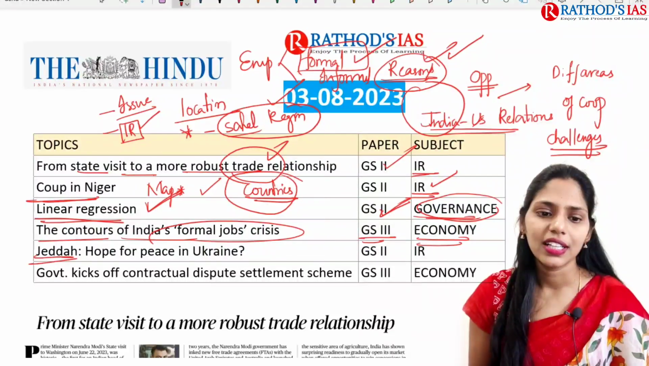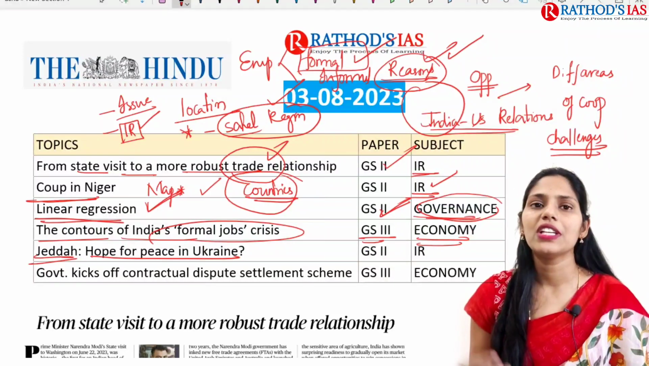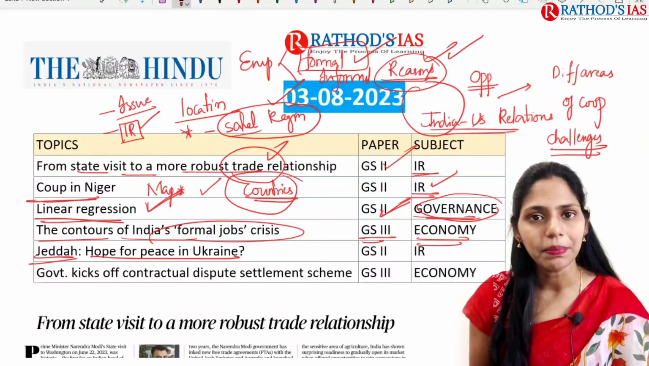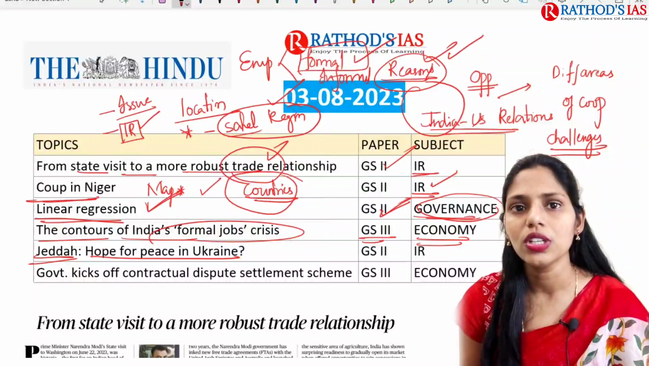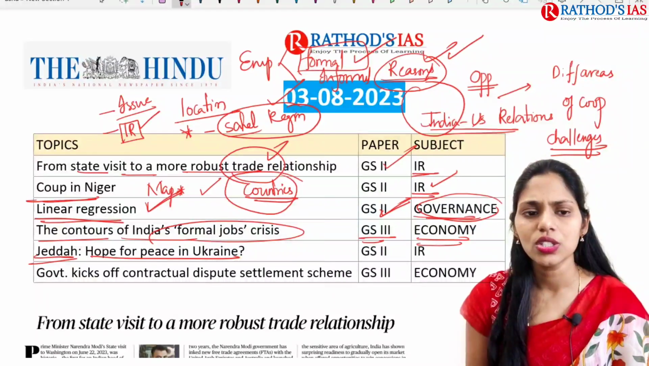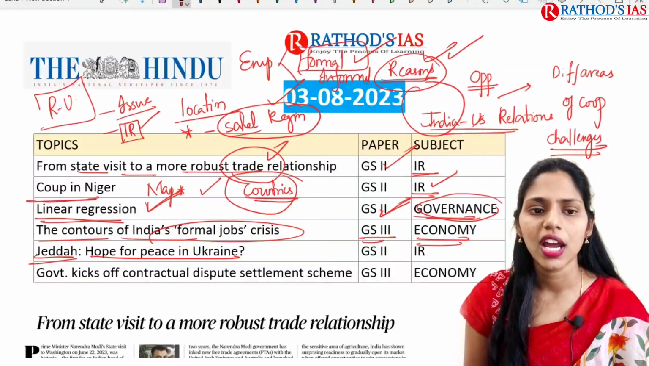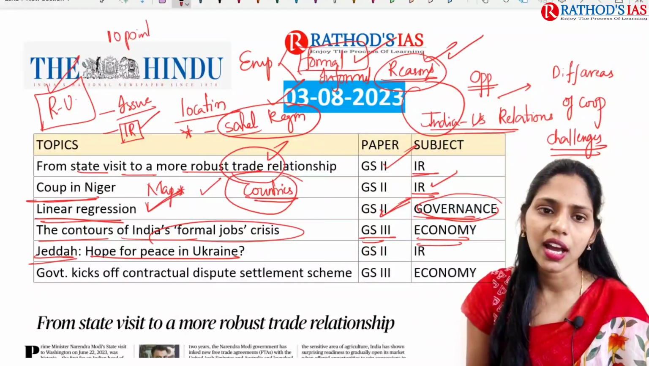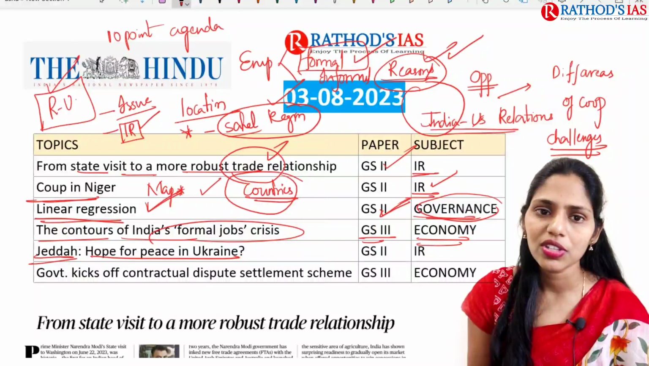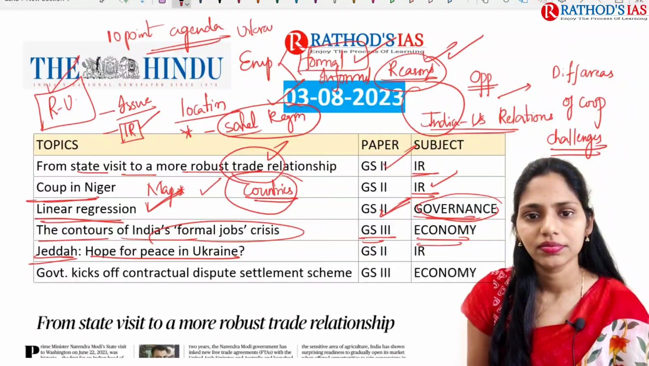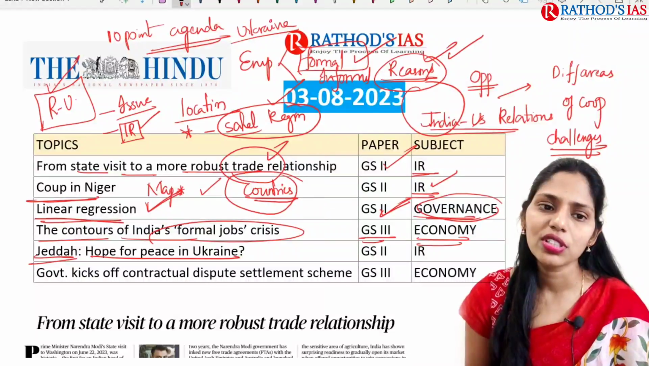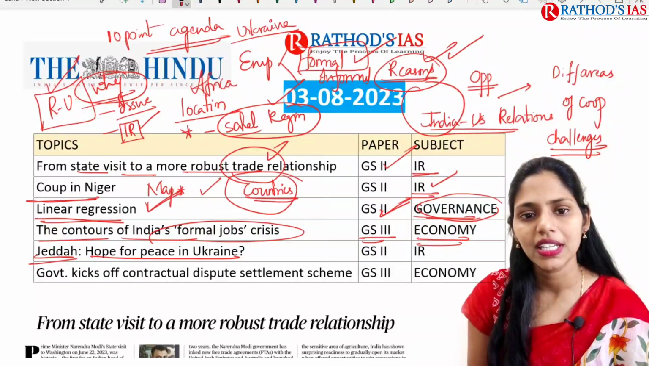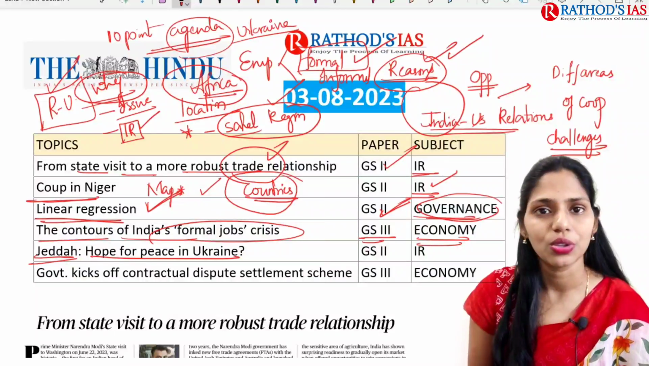And the next topic is Jeddah, that is, a hope for peace in Ukraine. Major developed countries, and even India, are going to participate in the peace talks that we are going to have soon in the Jeddah region. In these peace talks, the settlement of peace is between Russia and Ukraine. Here you have to see the 10-point agenda which came up from Ukraine. You have to see why the establishment of peace is important, and why even Africa is participating in these peace talks. These are some important points that you have to know.